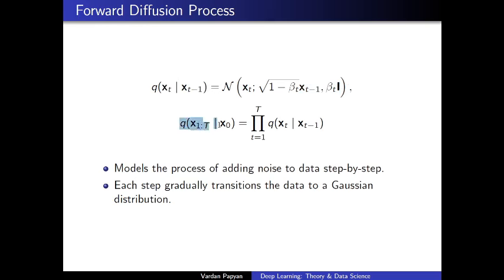Also, based on the Markov property and the chain rule, we can conclude that q of x of 1 to T conditioned on x0 is the multiplication of all of the q's: q of x of t conditioned on x of t minus 1, times q of x of t minus 1 conditioned on x of t minus 2, and so on. So we are adding those step by step, and we are transitioning into a Gaussian distribution.